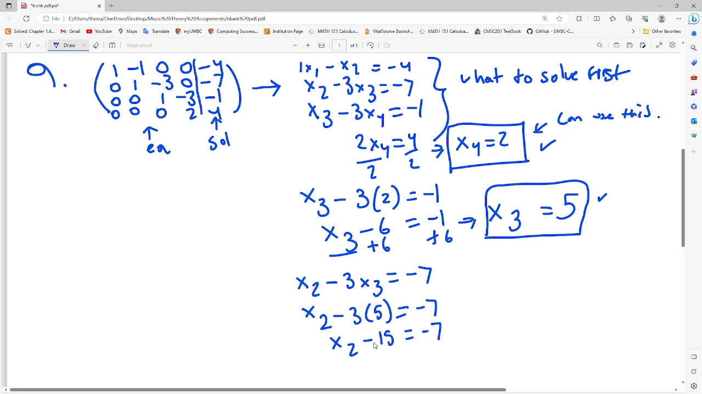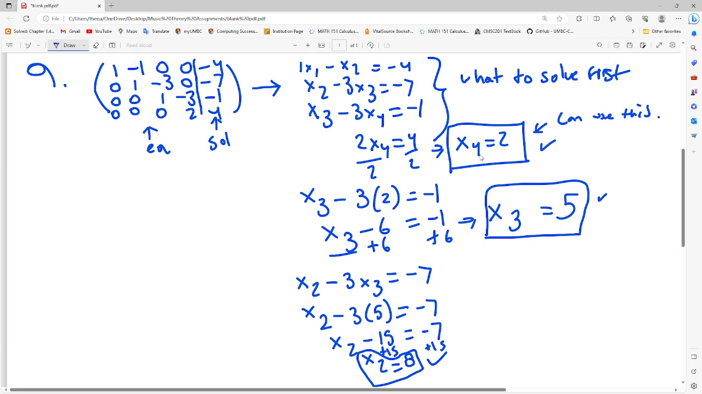What are we going to do with this 15 to get x2 by itself? Yep. Negative 7 plus 15 is equal to? Equal to 8. So we have that. Now we want to solve one last time.